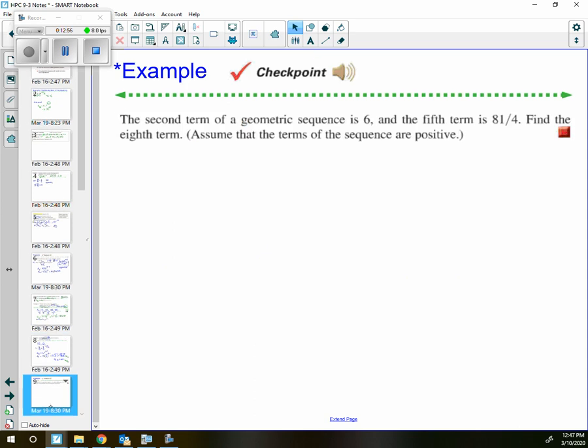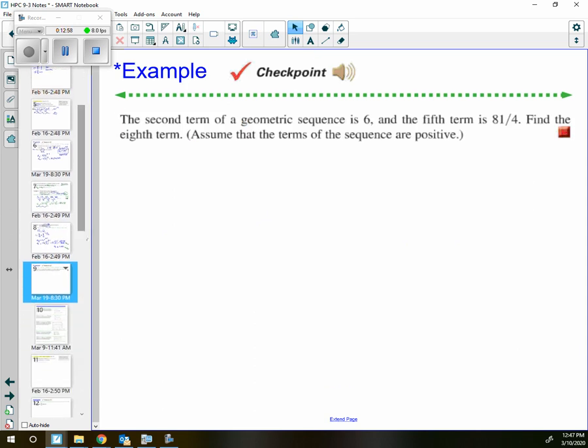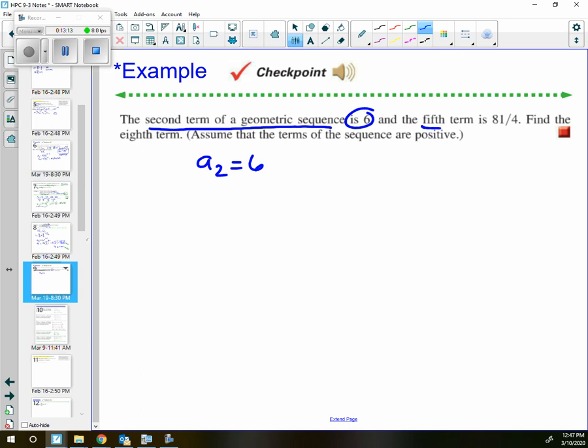All right, let's try another one. We're just, again, trying to identify, how do I know if I have a geometric sequence, and then how to find the other numbers. All right, so let's see what we know in this one. It says the second term of a geometric sequence is 6. So I know that A2 is 6. It says the 5th term is 81/4. So A5 is 81/4. Find the 8th term. So what you're looking for is A8. And it says assume all of the terms in the sequence are positive.